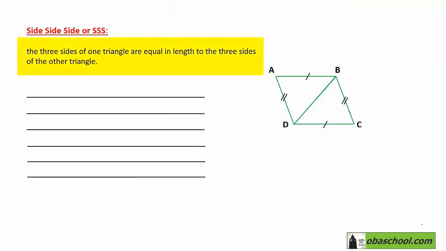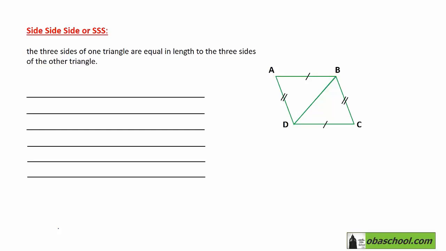The three sides of one triangle are equal in length to the three sides of the other triangle. So we're talking about the length of the sides, not the position, of course. Now, looking at the diagram on the right side of the screen, you have these two triangles, ABD and BDC, that we are working with. We're required to prove these two triangles congruent to each other.